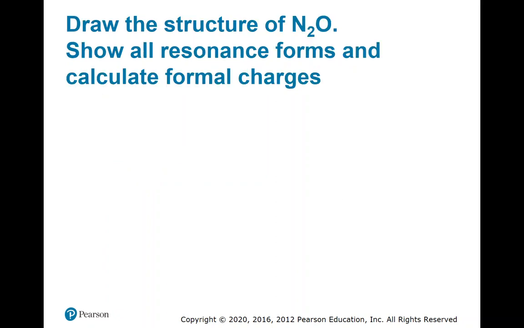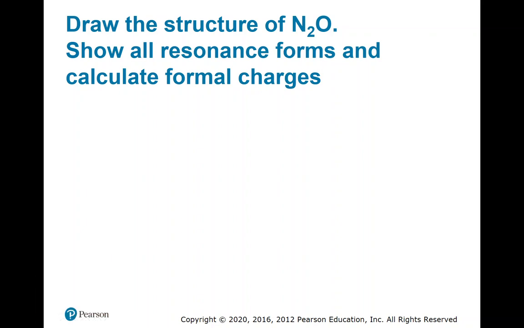All right, so what we'll do for this last example in Chapter 7 is look at an example where we need to invoke resonance. So for this, it asks us to draw the resonance structure of nitrous oxide, which is used as an anesthetic and also in whipped cream as a propellant. And this consists of 2 nitrogen atoms and 1 oxygen atom per molecule. So it asks us to show the resonance forms and to calculate all the formal charges in each of the resonance forms. Now, before you get started on this, I will help you out a little bit.